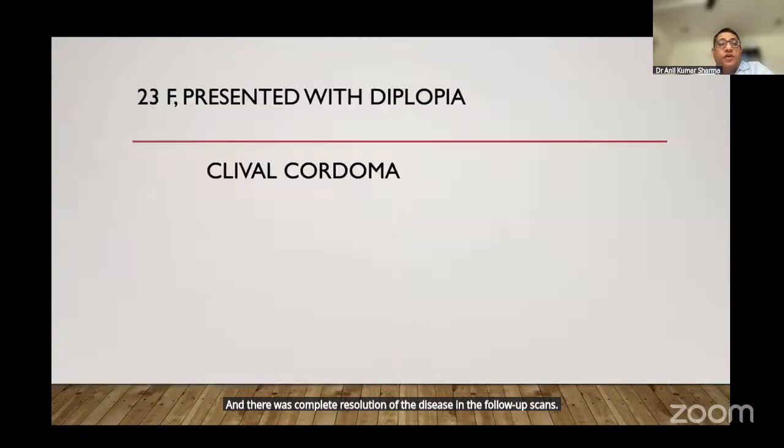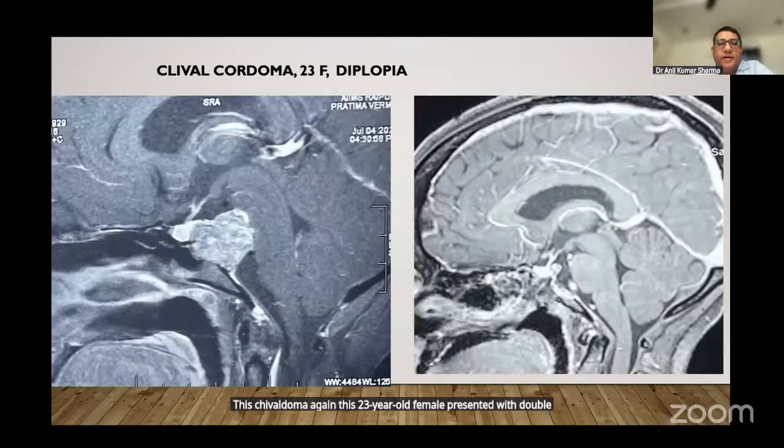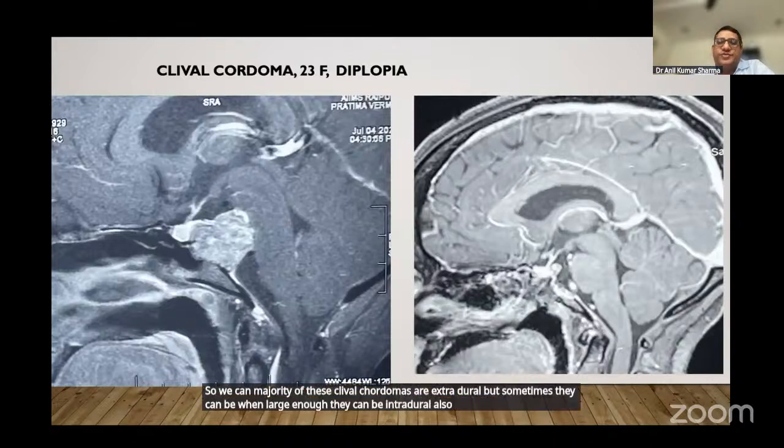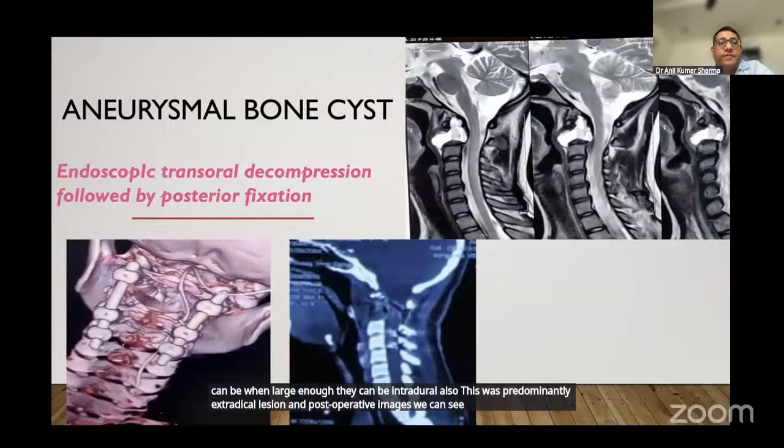This is a clival chordoma, again a 23-year-old female who presented with double vision, diplopia. The majority of these clival chordomas are extradural, but sometimes, when large enough, they can be intradural also. This was a predominantly extradural lesion, and in the postoperative images we can see there is complete resection of the tumor.